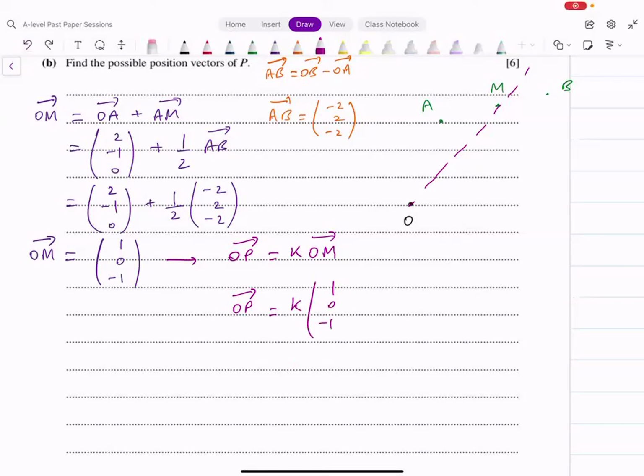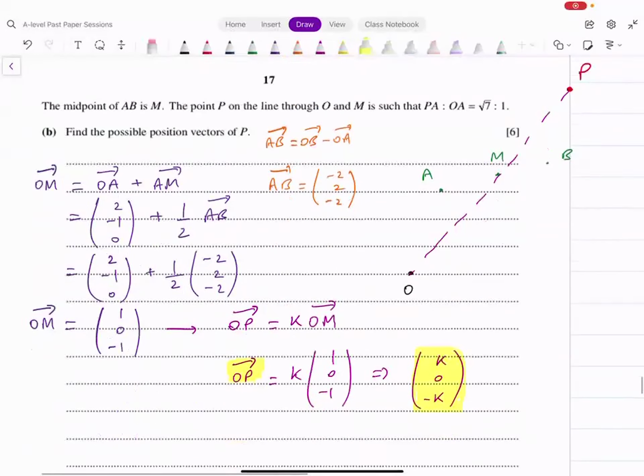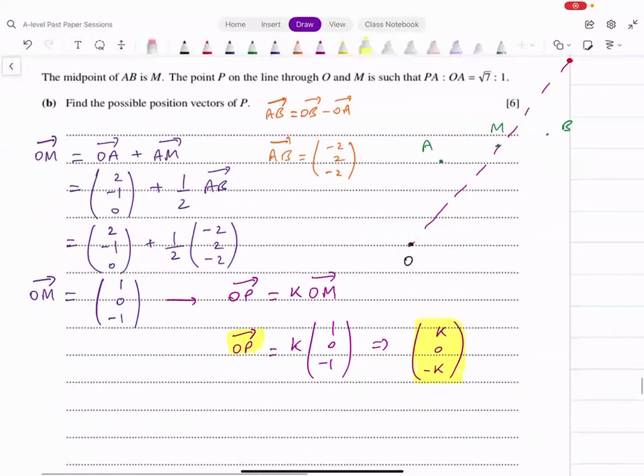That gives me K, 0 and -K. This is the vector OP. एक हमने ये निकाल लिया, OP vector आ गया. Once we've got the OP vector, now it's going to be relatively easier to think about this. उसने कहा distance PA और distance OA, इनकी जो ratio है, that is square root of 7:1.